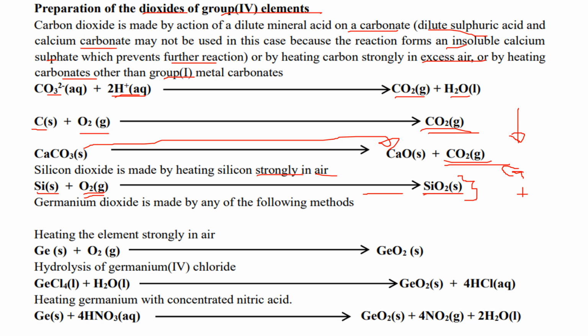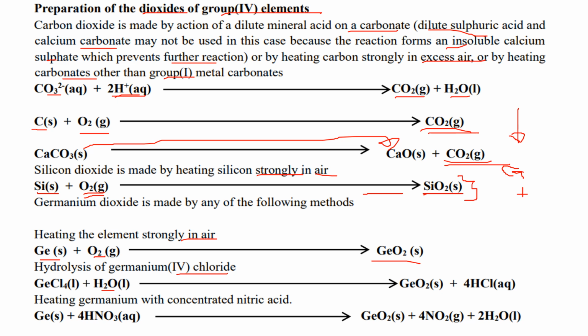And you're saying that germanium dioxide is going to be made by any of the following methods, and you're given 3 alternatives. So first is going to be heating the element strongly in air. So when you heat germanium strongly in oxygen, you're going to be getting germanium 4 oxide. And also when you hydrolyze germanium 4 chloride with water, you're going to be getting germanium 4 oxide.